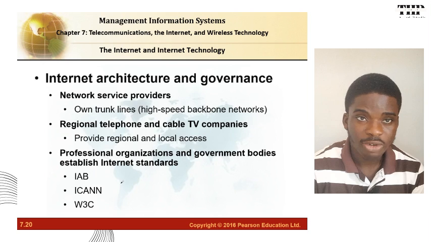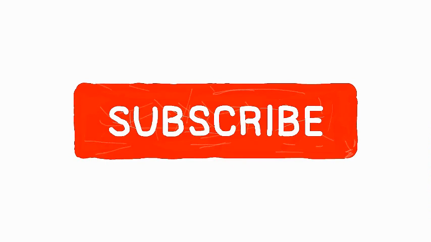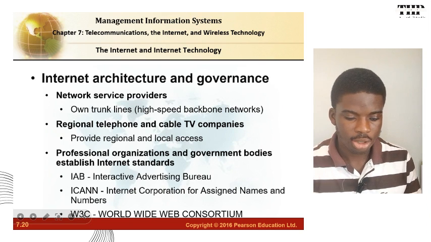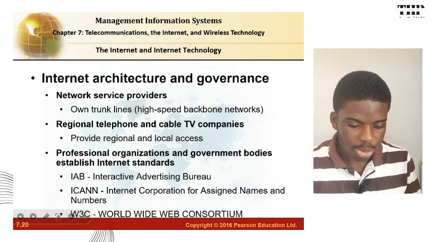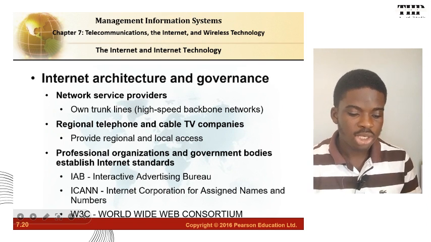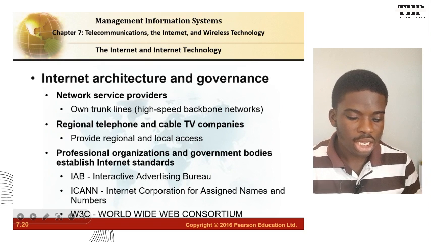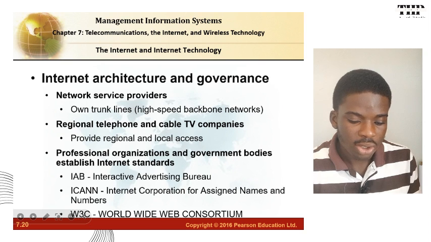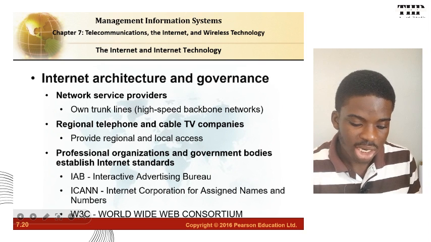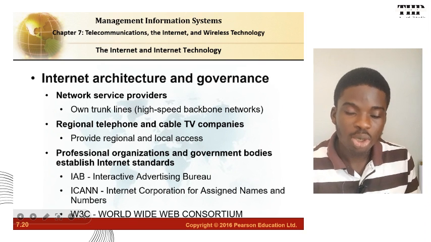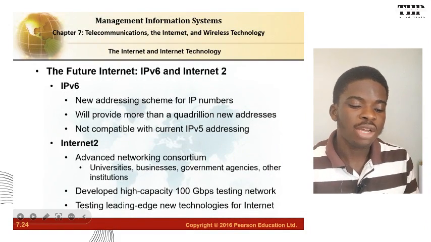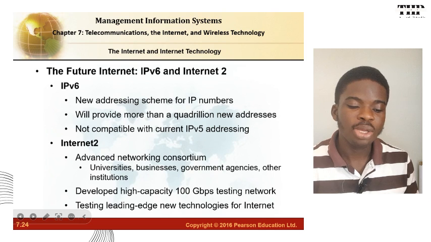These all stand for something, right? And these are the professional organizations. So the IAB stands for what? The Internet Architecture Board. ICANN is the Internet Corporation for Assigned Names and Numbers. And W3C is the World Wide Web Consortium. Very good. Now let's look at the future of the internet, right?